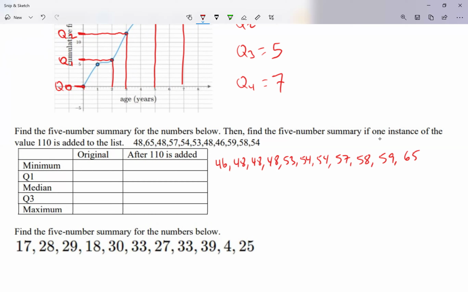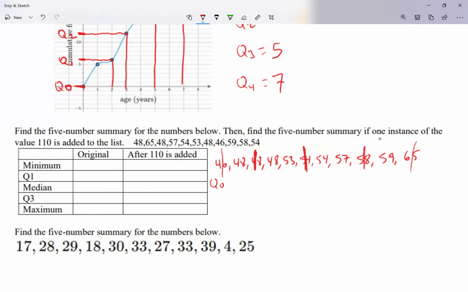I'm looking at my original list. Right, there's what? 1, 2, 3, 4, 5, 6, 7, 8, 9, 10, 11 numbers. So what's the number in the middle? This number happens to be the number in the middle. Okay, good, I crossed it. That's going to be my median. Now to the left, there are 5 numbers, right? What's the number in the middle? Here, my 48. On the upper half, what's the number in the middle? Here, 58. And then my smallest is 46 and my biggest is 65.